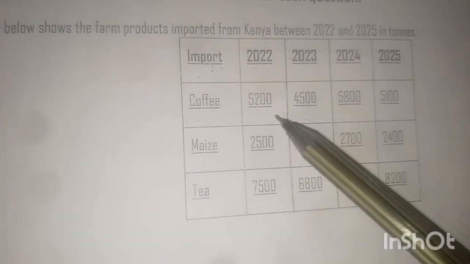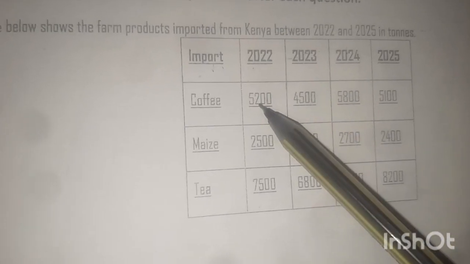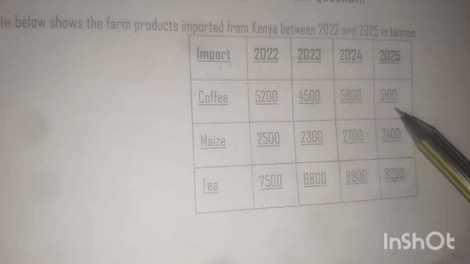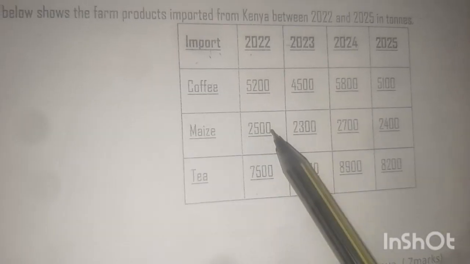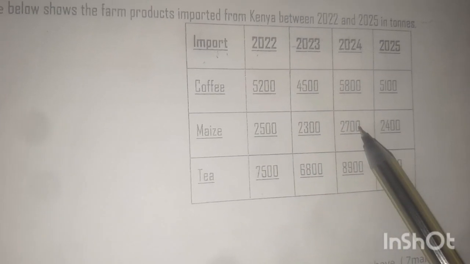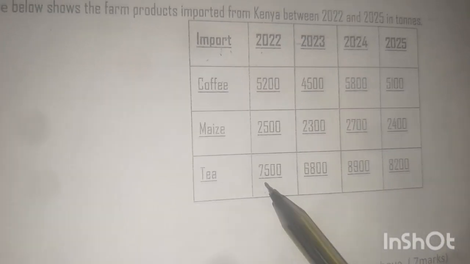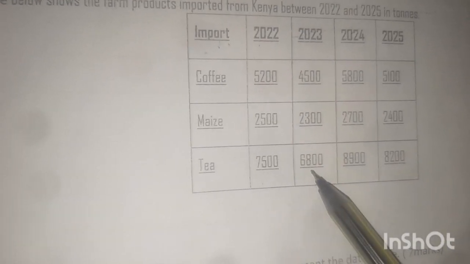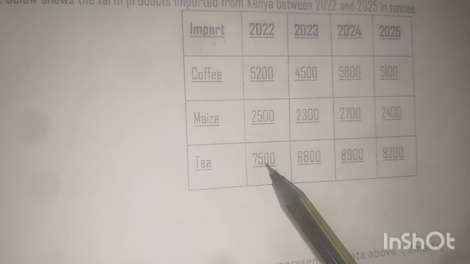I don't know why it's alternating, an increase, a drop, an increase, a drop. Then for maize, 2,500, 2023 drop, 2024 increase, 2025 drop. Tea, drop from 7,500 to 6,800. Then there was an increase to 8,900, then a drop to 8,200. Then you're asked, using a suitable scale, draw a comparative bar graph to represent the data above. 7 marks.